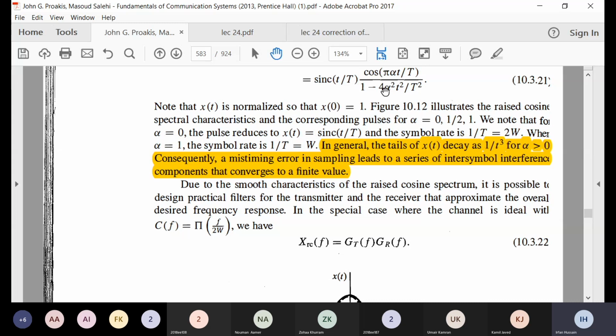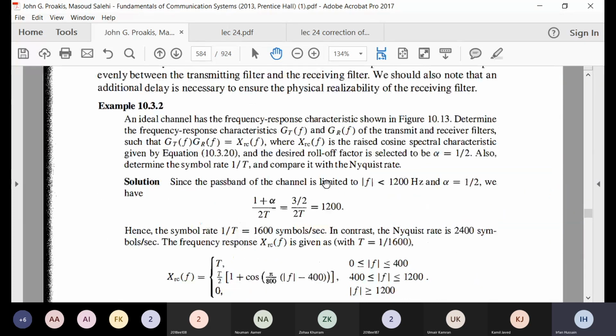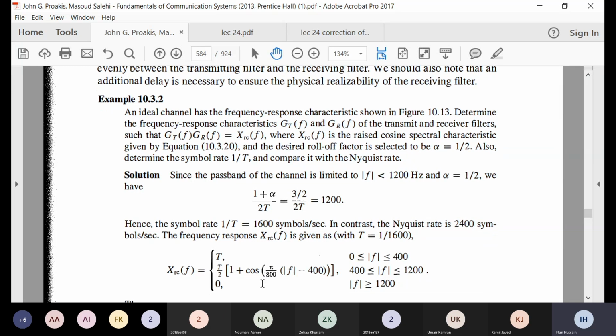Another advantage is that because you have a sinc and a cosine, even if you have a timing error, your intersymbol interference converges to a finite value, unlike the non-convergence for sinc. So we have found the Nyquist rate and we have this symbol rate, and so the frequency response will be like this.